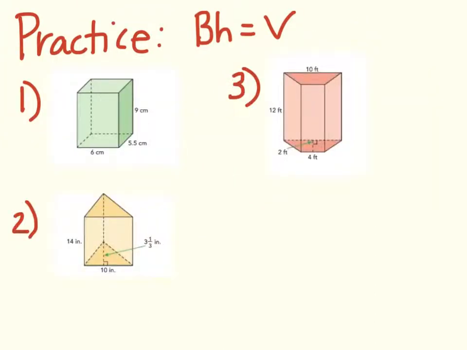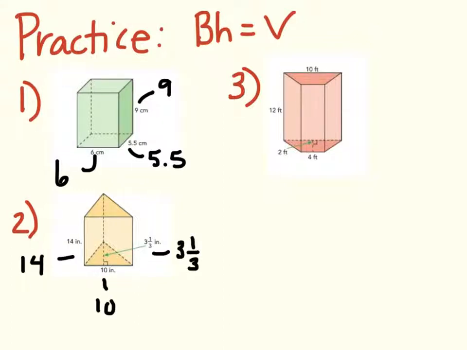And let's close out chapter 12.3 with these last 3 practice problems. Find the volume of each of the prisms shown here. This volume is 9, this is 5.5, and this is 6 centimeters. This is 14, this is 10, and this is 3 1/3. And finally, the height here, if you can see the little green arrow, that's 2 feet. This length is 4 feet. This length is 12. And this length is 10 for this trapezoidal prism.